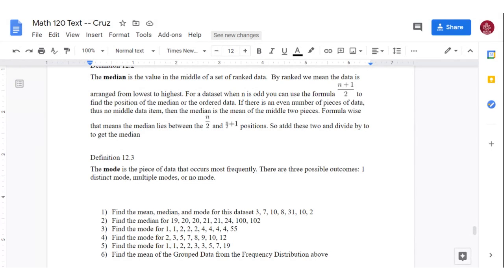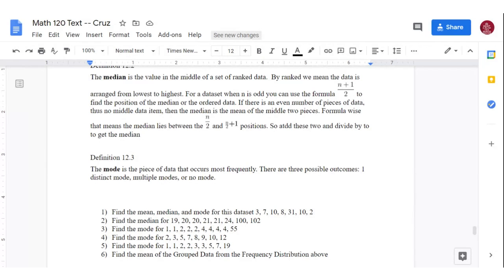All right. Now, there are two different scenarios. There is when the data set is odd. In other words, if we have 11 pieces of data or 13 or 15 pieces of data, then there's exactly one piece of data in the center. So if you have 15 pieces of data, there are 7 on each side and 1 in the middle.